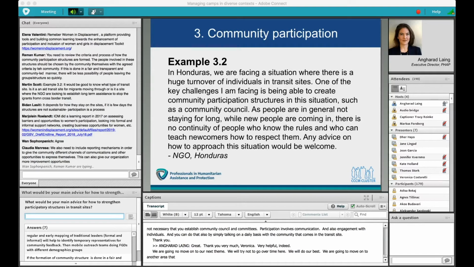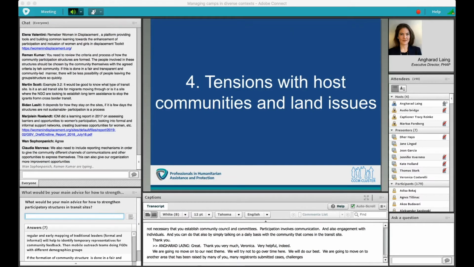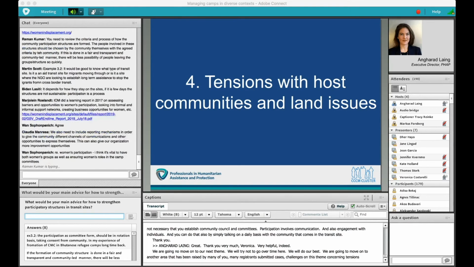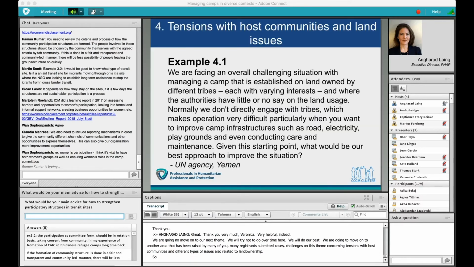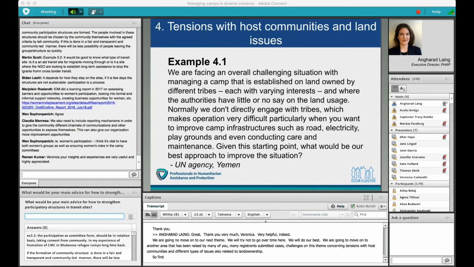We're going to move on to another area that has been raised by many of you. Many registrants submitted cases and challenges on this theme concerning tensions with host communities and different types of issues related to land ownership. So the first example we'll look at concerns land ownership. A participant working with a UN agency in Yemen faces the following situation.